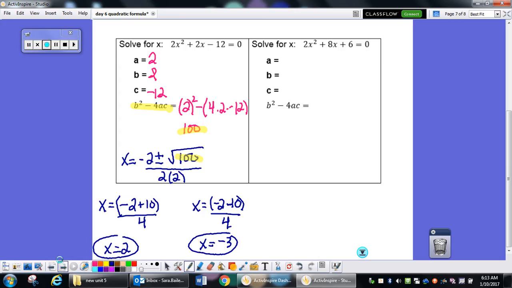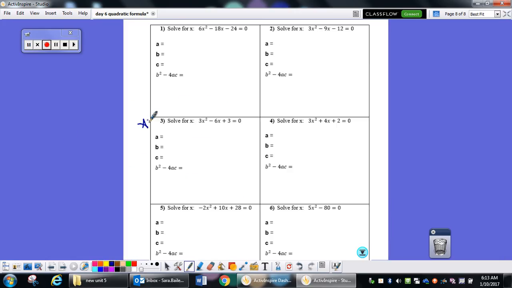I want to make a note on number 3. You're going to get the square root of 0, but you should be able to do that as well. And on number 4, you're going to get the square root of a negative. If you get the square root of a negative, it has no solution. I would still like to see what you get as your discriminant, but it will have no solution because the discriminant is going to be negative.